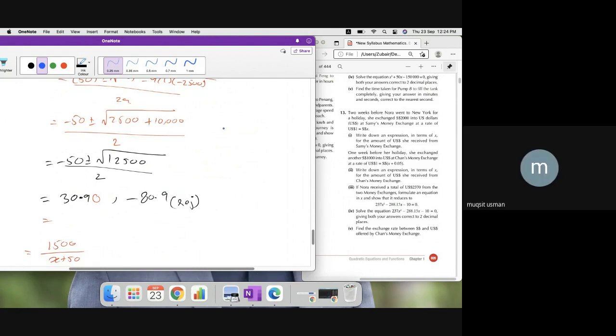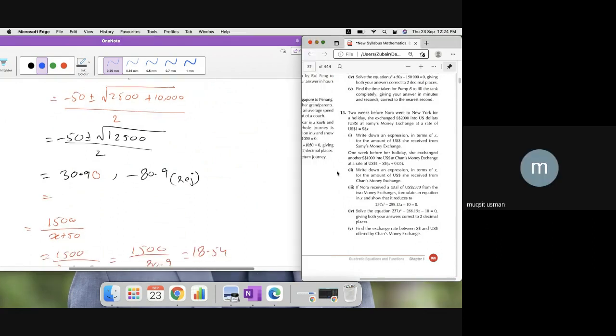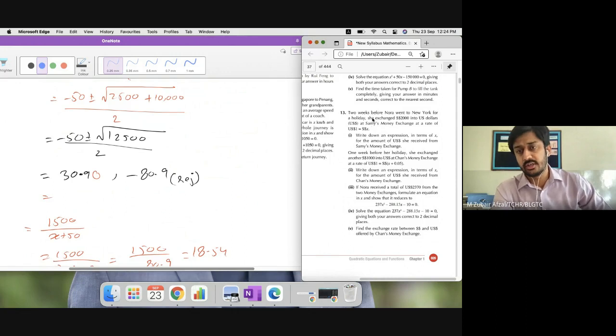So 13. सर 13 कर लें. 13. 2 weeks before Nora went to New York for a holiday, she exchanged Singaporean dollars into US dollars at Sammy's money exchange at a rate of $1 equals S Singaporean dollars. Write down an expression in terms of X for the amount of US dollars she received when Sammy's money exchange. Singaporean dollar पूछ रहे हैं तो you just have to make it subject. X से divide कर दें 1 over X.